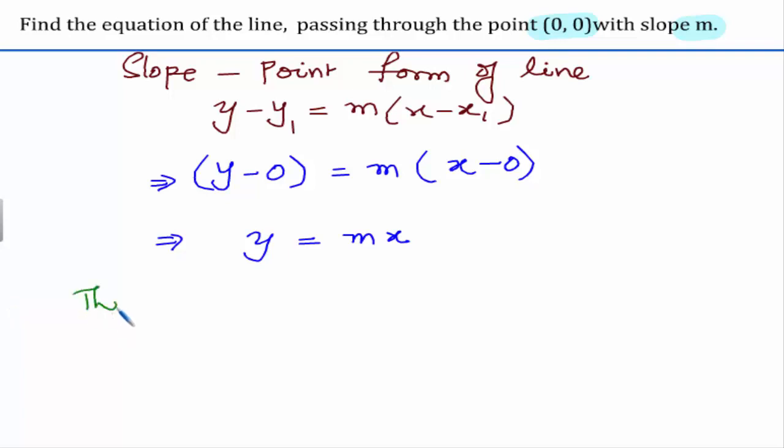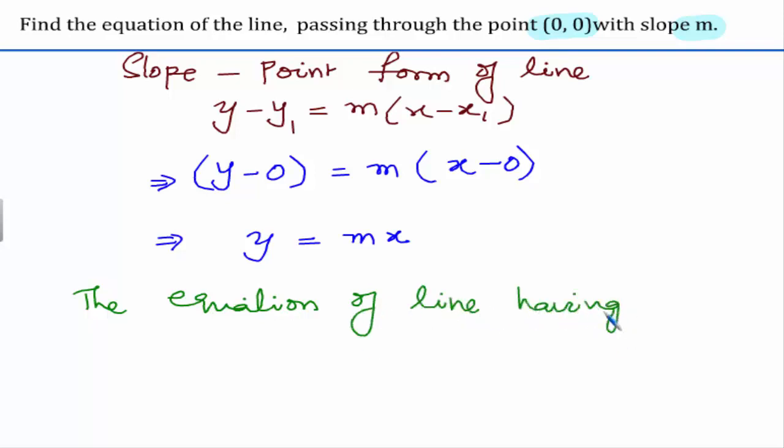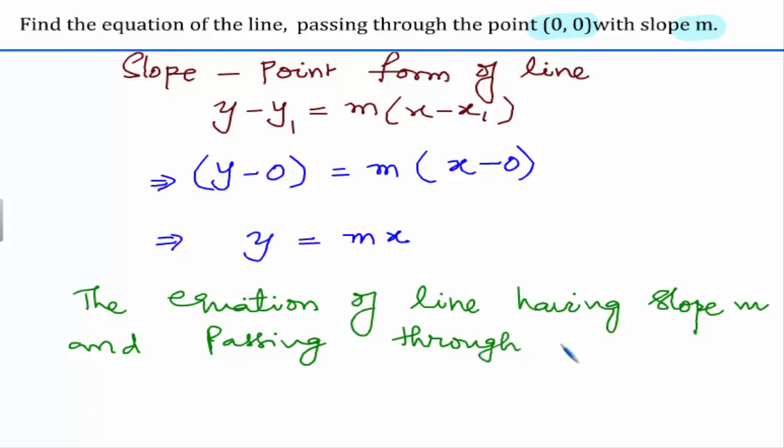So the equation of a line having slope m and passing through origin is y is equal to mx. You have to remember this very carefully because this is a very important equation.